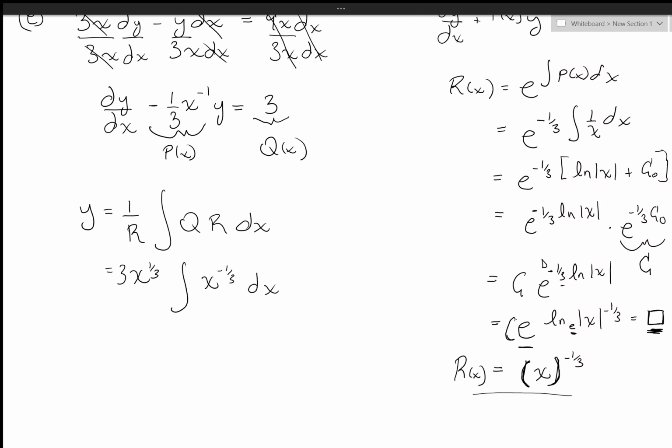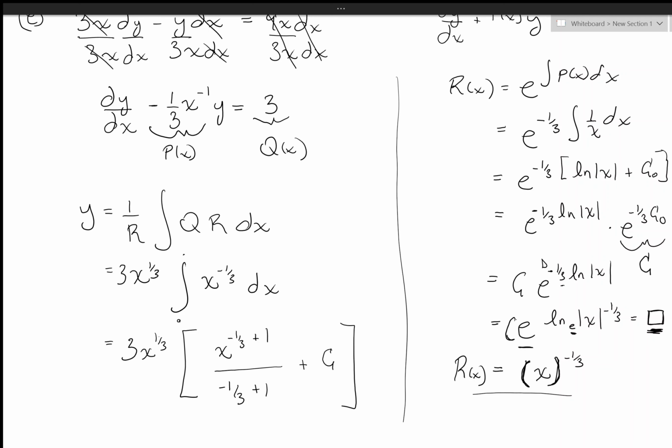Okay, so now we just have to integrate the x to the -1/3, right? So let's do that. This becomes 3x to the 1/3. And what's the integral? It becomes x to the -1/3, we add 1, and then we divide by -1/3 plus 1. And we have an indefinite integral, so there is a constant of integration. Okay, let's draw a line over here.